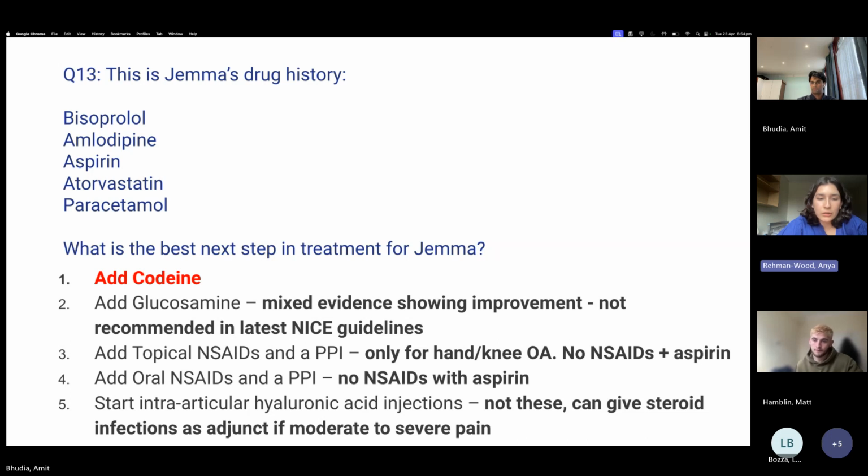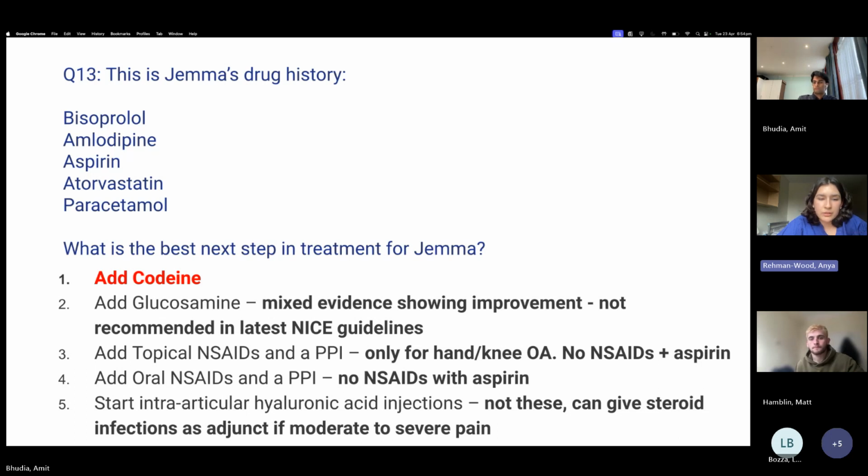The reason it's not correct is because you can't prescribe, or you should try to avoid prescribing NSAIDs if someone's already taking aspirin. The reason being, we can assume from her drug history she's probably had some sort of cardiac event, and the aspirin is prophylactic and working as an antiplatelet. And so if you prescribe NSAIDs as well, it can interfere with this beneficial effect of aspirin and also increases the risk of stomach ulceration, etc.